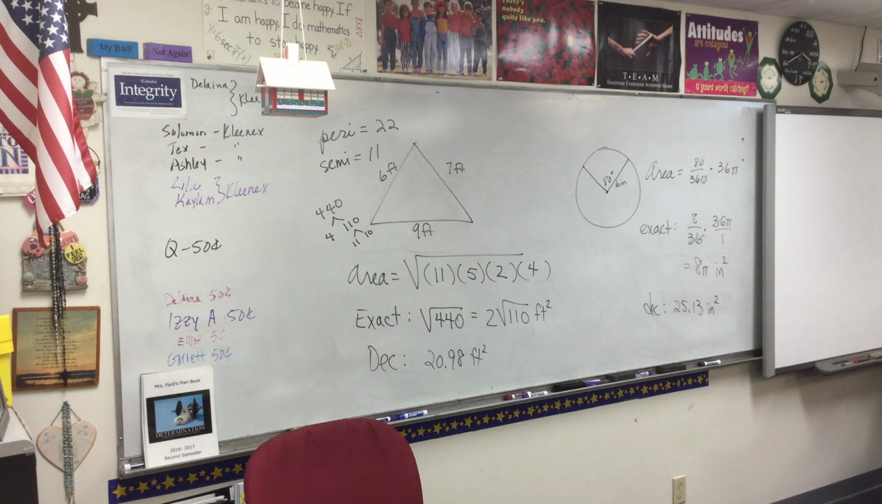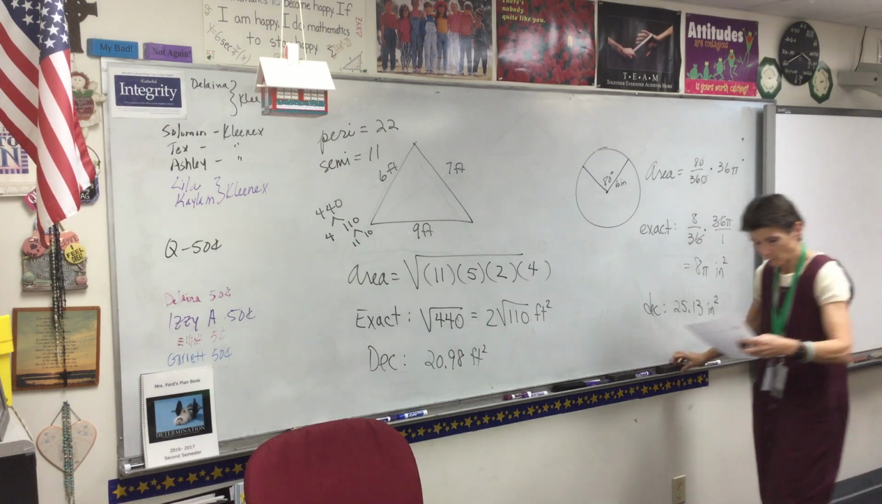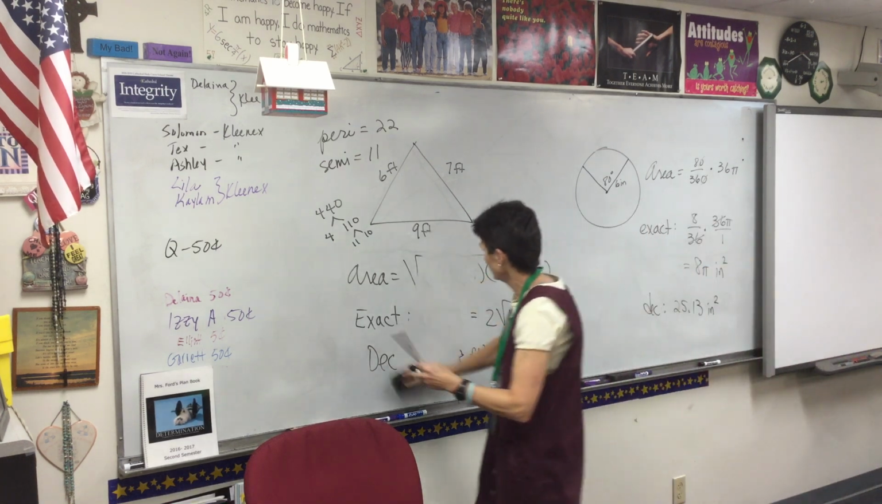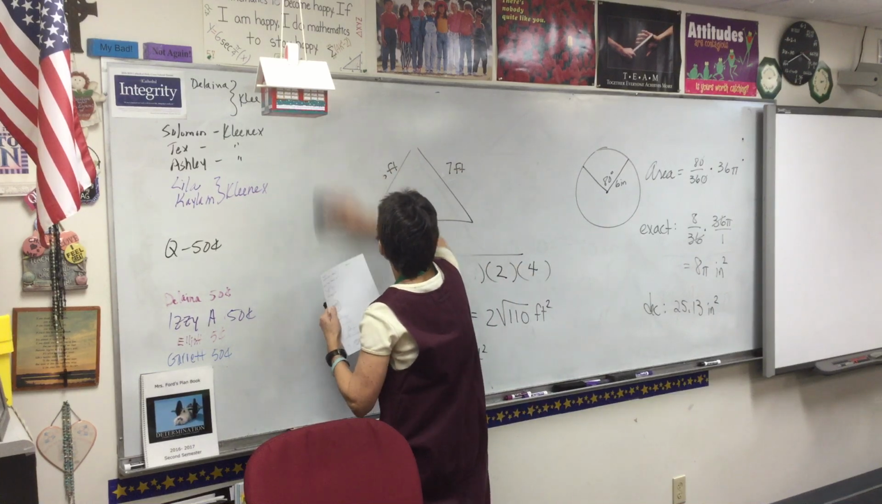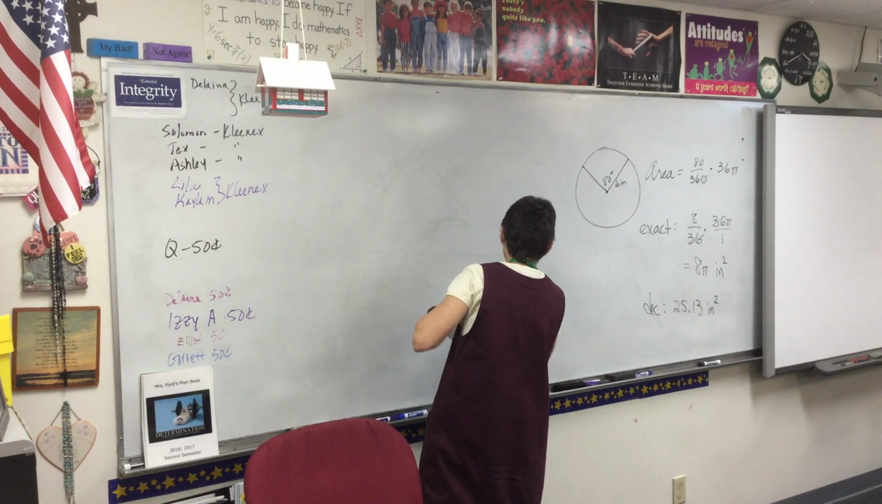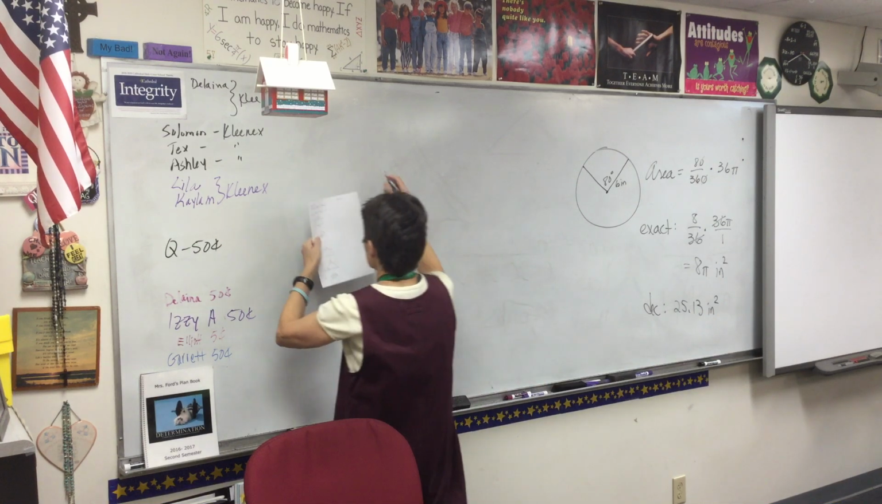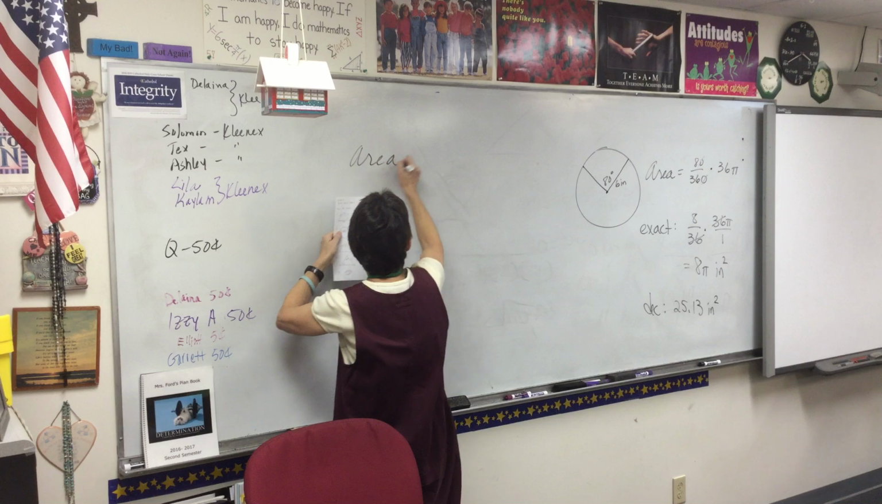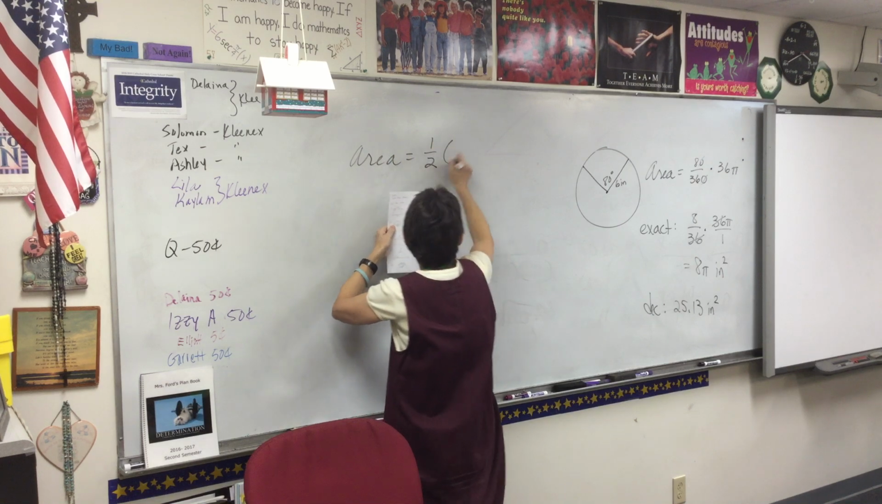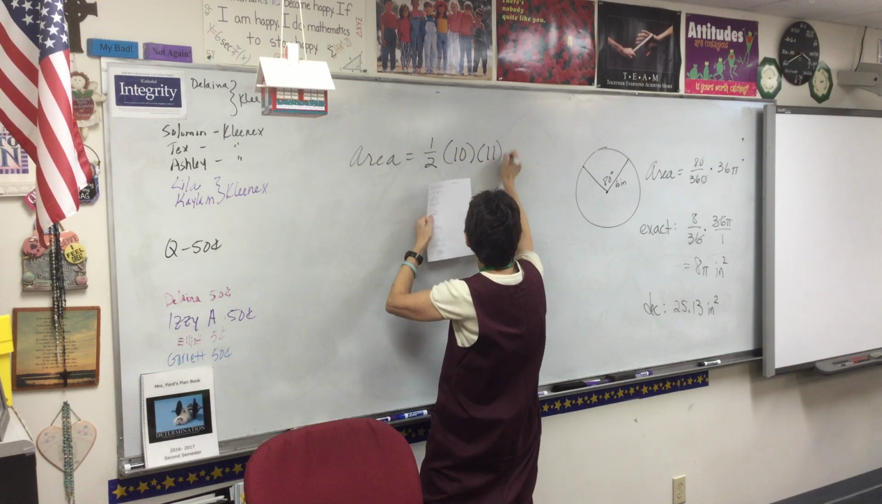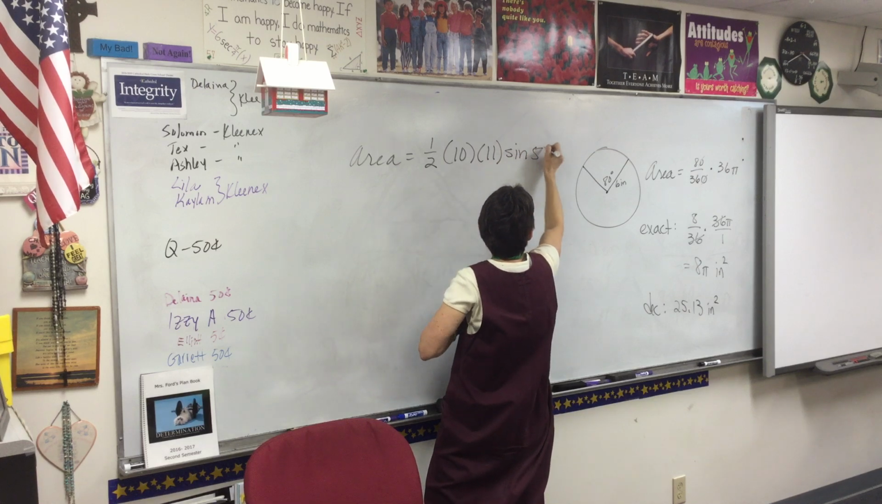That is exactly right. Because, groupies, isn't that the information that we have? Don't we have 2 sides and the included angle? This one we cannot do exactly. This one will be just a decimal answer. So your area will be 1/2 times 10 times 11 times sine 52.